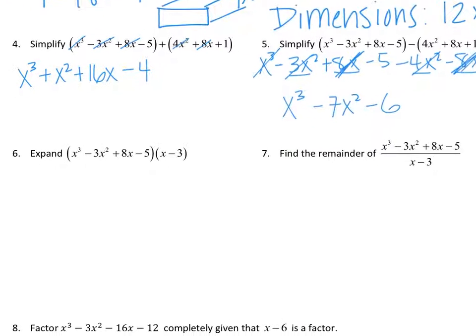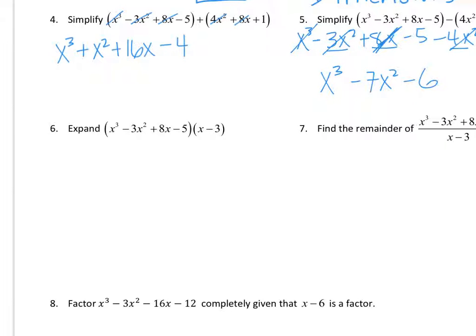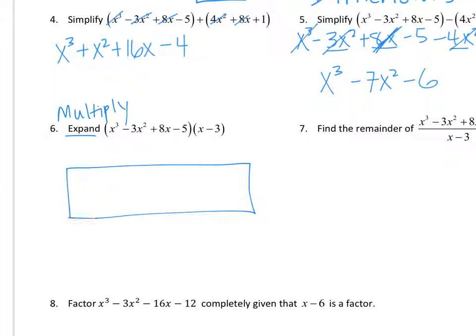All right, multiplying. So when they say expand, that's another way of saying multiply. So when we have a long polynomial like this, I like to use the box method. So I'm going to make my box here. So x cubed, negative 3x squared, 8x, and negative 5.